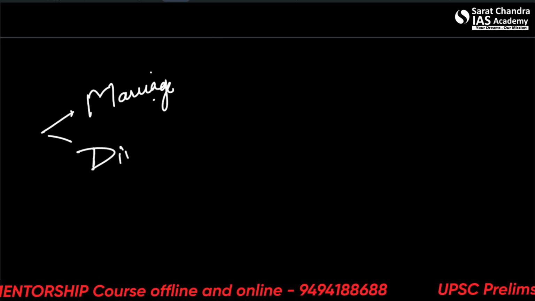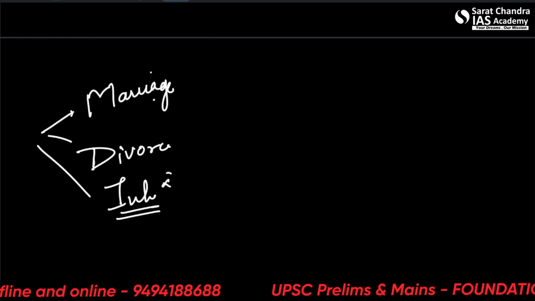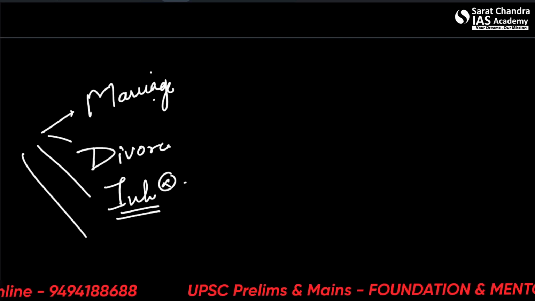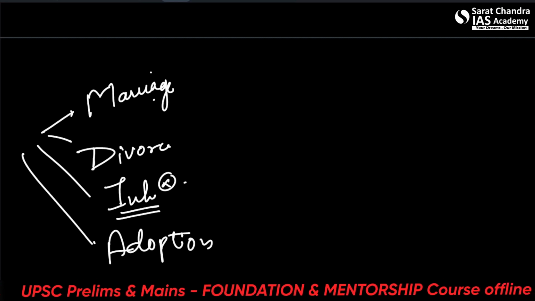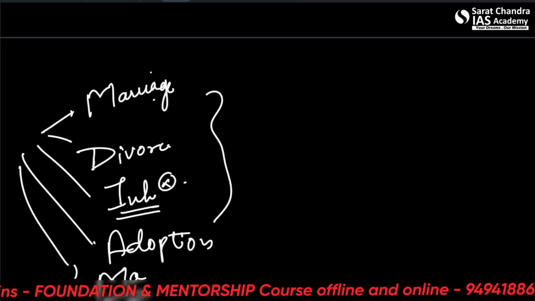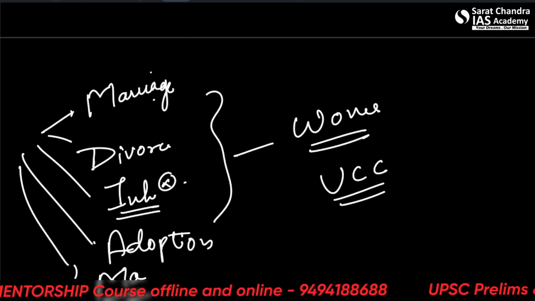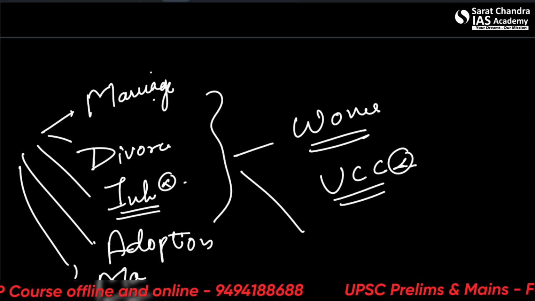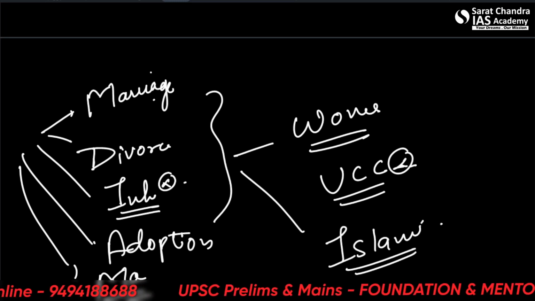Marriage, divorce, inheritance. This is one more thing very important here. Another thing is adoption. And last thing is maintenance, let's say. So this will be far easier for women if UCC is implemented, especially in the Muslim religion or Islamic religion.